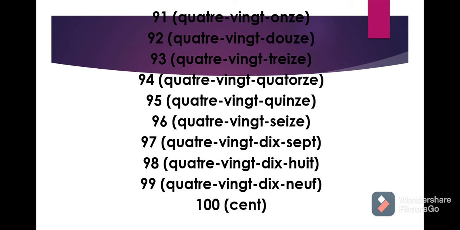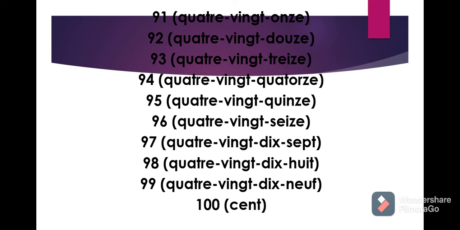Now, finally, we learn how to pronounce 91 to 100. 91 is not formed from 90, instead it is formed from 80, just like 71, 72. So now 80 plus 11 gives me 91. 80 was quatre-vingt without an S, 11 is onze. Now here we do not write et. Why? Because et was only used up to 71. In 81 and 91 we do not write it.